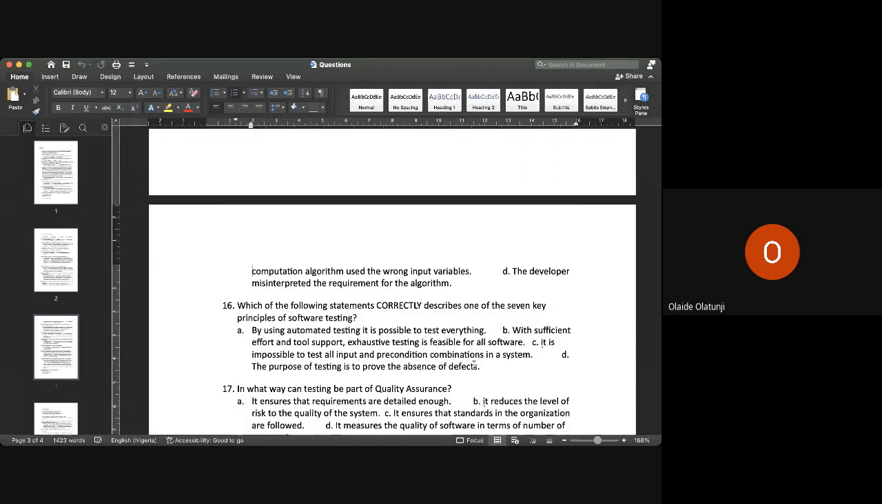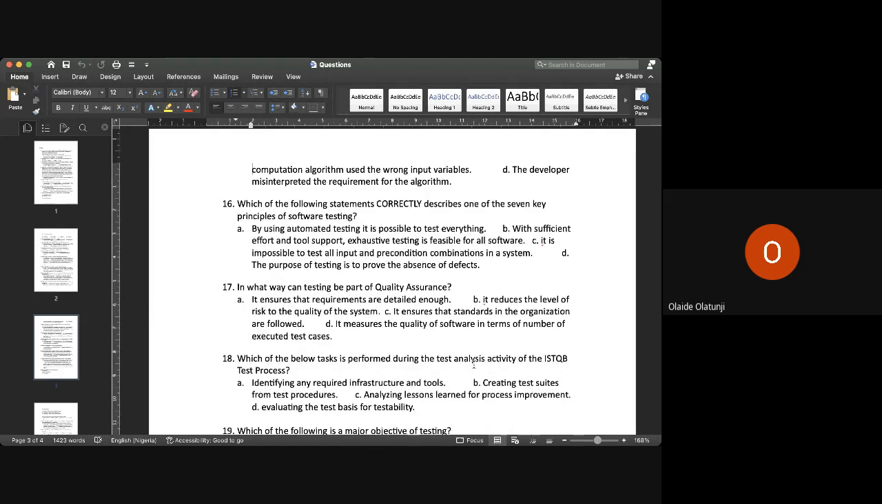Okay, next one. Which of the following statements correctly describes one of the 7 key principles of software testing? We need to rush and finish this in 7 minutes. What did you pick? By using automated testing, it is possible to test everything. No. With sufficient effort and tool support, excessive testing is feasible. No. Purpose of testing is to prove the absence. No. It is possible to test all inputs. Yeah.